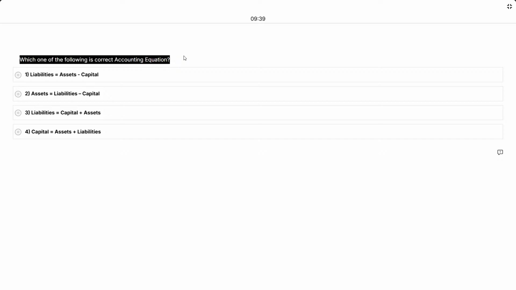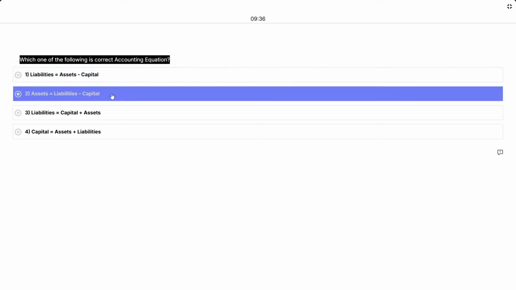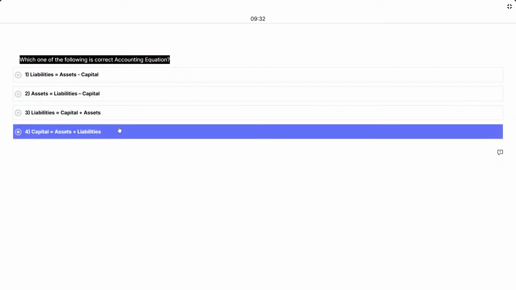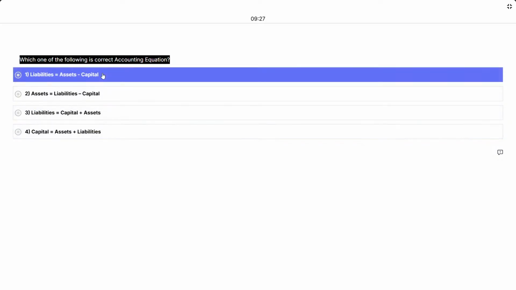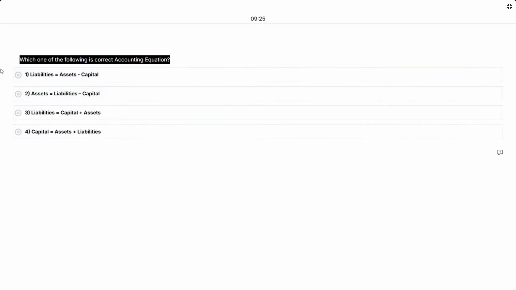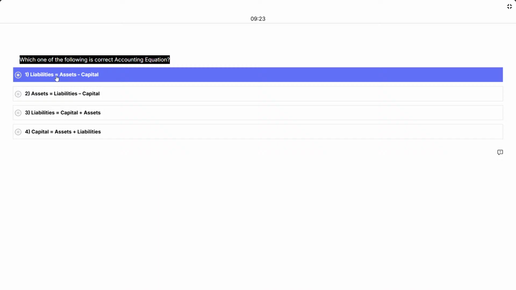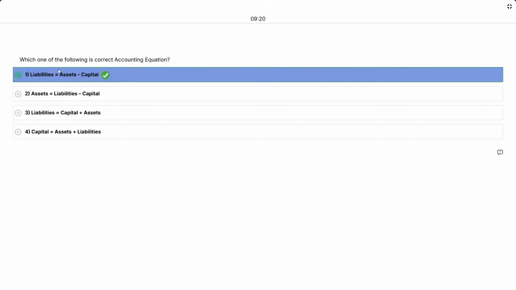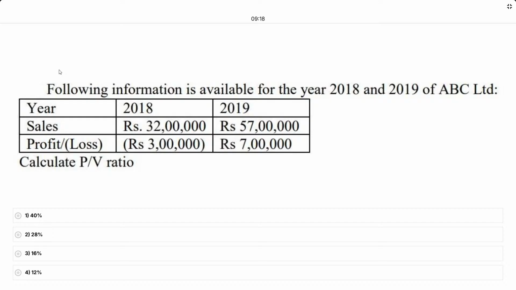Which of the following is the correct accounting equation? कैपिटल इज इक्वल टू एसेट्स प्लस लायबिलिटीज सही होगा। कैपिटल इज इक्वल टू ये वाला सही होगा, बिकॉज इसमें कैपिटल लेफ्ट में जाएगा, कैपिटल इज एसेट्स माइनस लायबिलिटीज। टेक्निकली इफ यू राइट लायबिलिटीज इन नेगेटिव तो वो वही बात होगा, बट स्टिल विल कीप इट। Now what is the profit volume ratio?